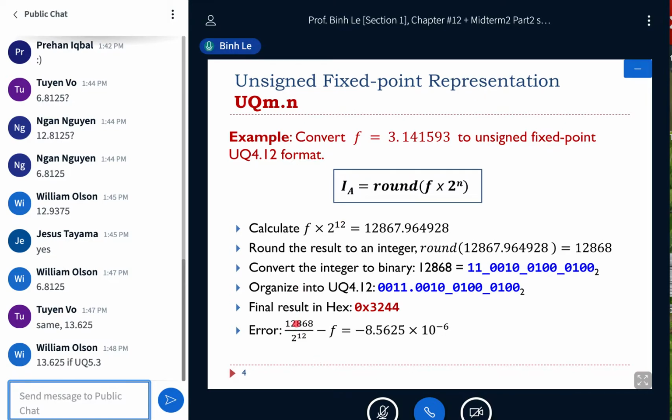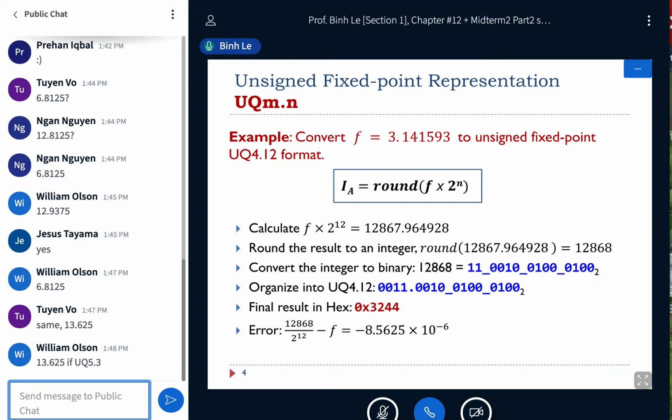For example, this is the value expressed by this binary sequence over here, and this is the true value that you want to represent. It's a 3 point something like that. And if you calculate this, you will see that the error is just about 8 parts of a millionth, right? So it's pretty small, and this is 16-bit. If you use 32 bits and increase the number of fraction bits over here, the error will be much smaller. Okay, understand? Okay, so that is unsigned number.